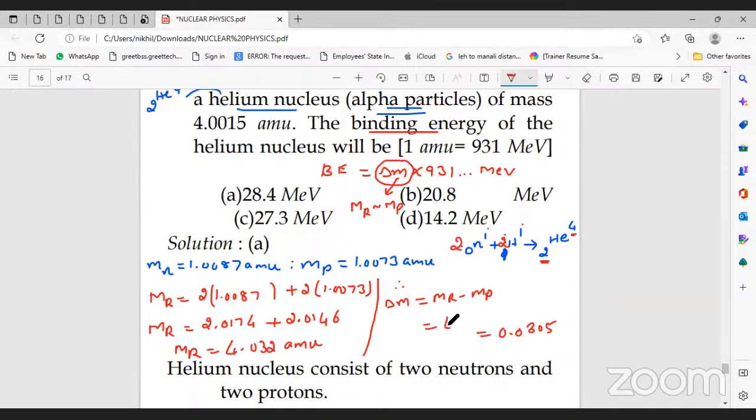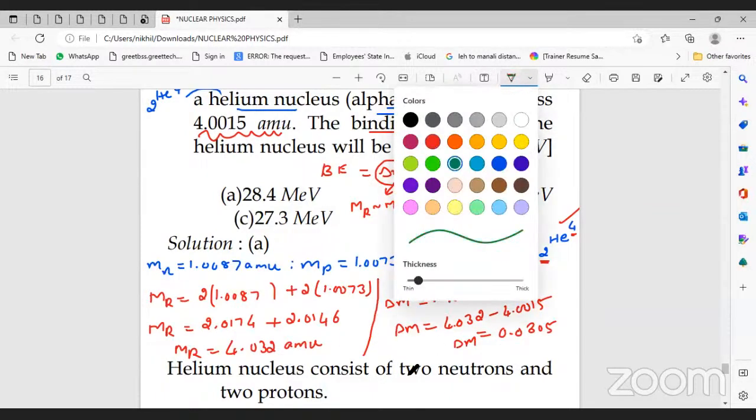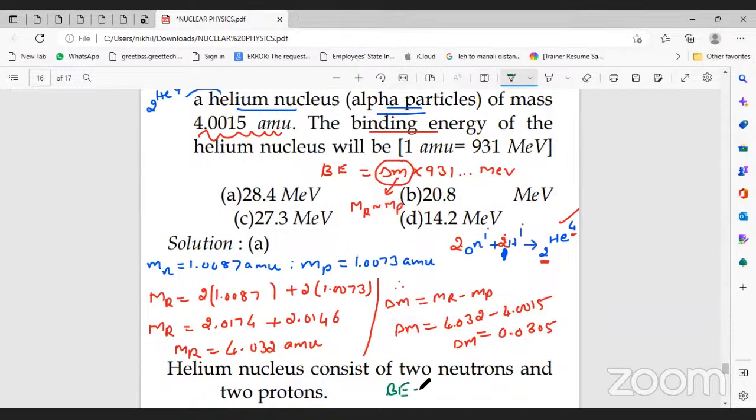Mass of the reactant is 4.032, minus mass of the product, which is 4.0015, because the product here is the helium nuclei. Here you have to consider the helium mass, 4.0015. That gives 0.0305. So this is delta M, the mass defect. Once you know the mass defect, you can find the binding energy. You know how to find the binding energy: delta M into 931 mega electron volt.